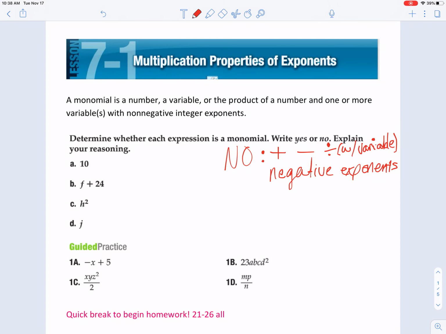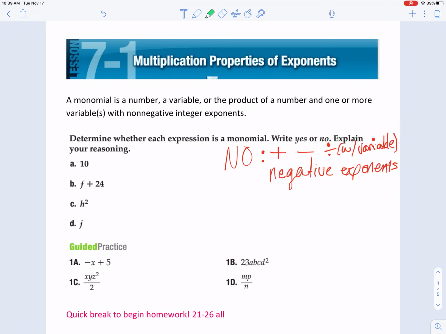Hey guys, today we get to start chapter 7, starting with multiplication properties of exponents. So first things first, we're going to determine if an expression is a monomial. Here are the rules for that. You cannot have any addition or subtraction. Division cannot have any variables in the bottom of a fraction. And you can't have any negative exponents.